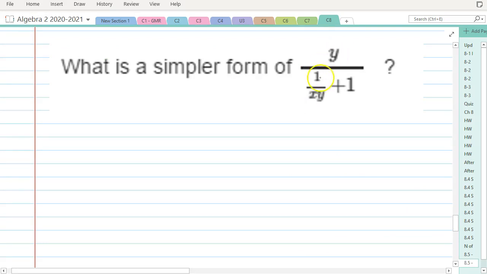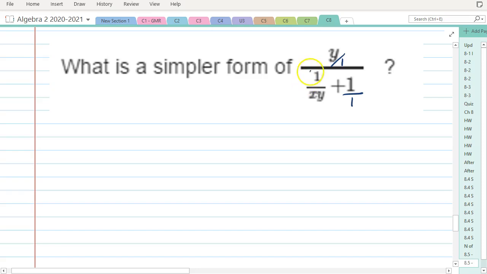What is the simpler form of y divided by 1 over xy plus 1? It might not look like it, but there's three fractions here. The y is over an invisible 1. We have 1 over xy plus 1 over, again, an invisible 1.